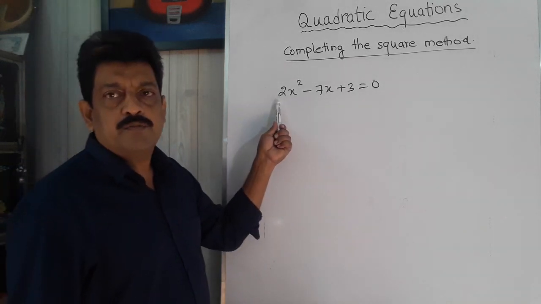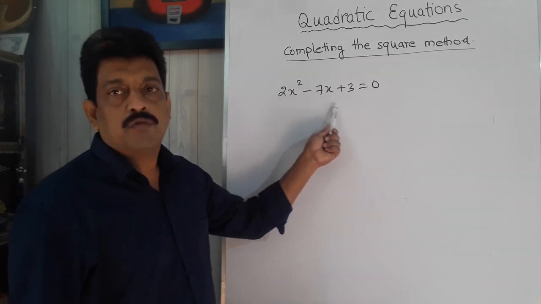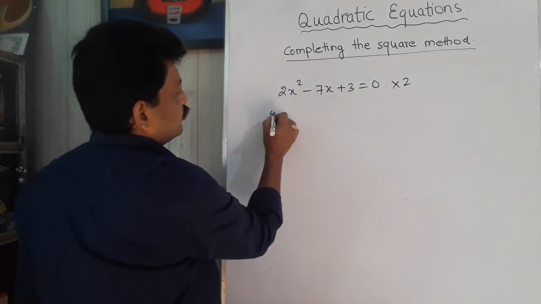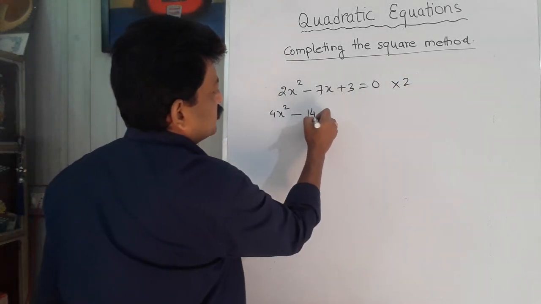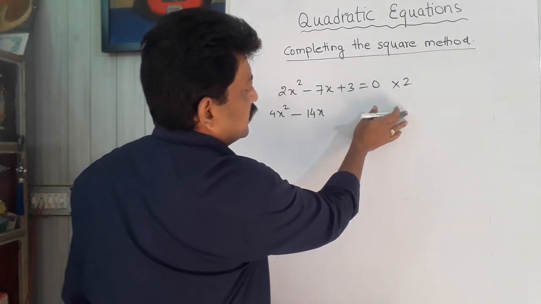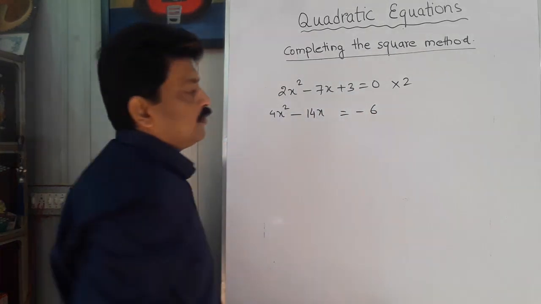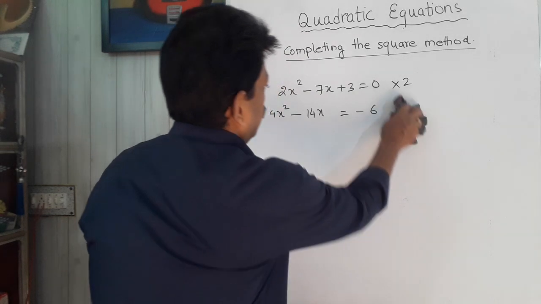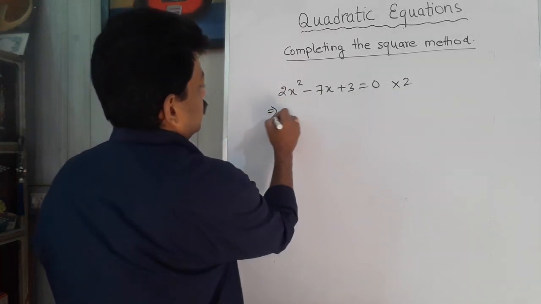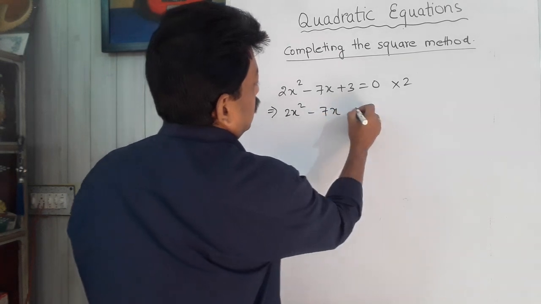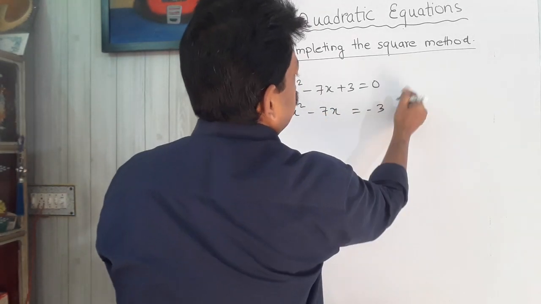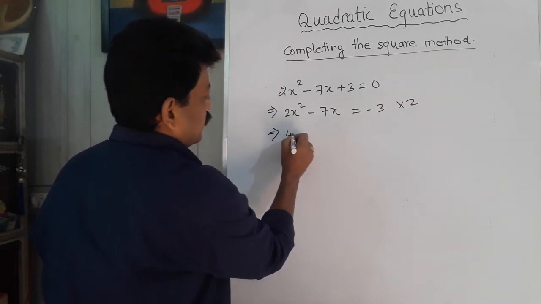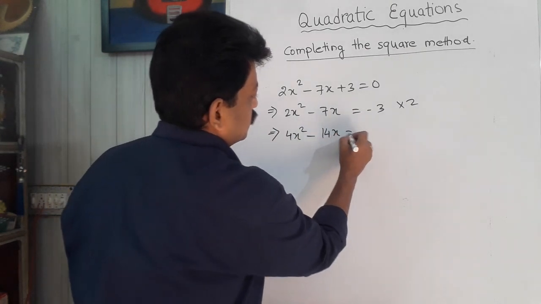If I multiply this by 2, then what is the problem arising here? So let me multiply this equation by 2. So this becomes 4x square, this becomes 14x, and as I have told, this will go to the right hand side, it will become minus 3 multiplied with 2 is minus 6. First of all we have to take the constant term to the right hand side. 2x square minus 7x equals minus 3. Then we multiply both sides by 2, so it becomes 4x square minus 14x equals minus 6.